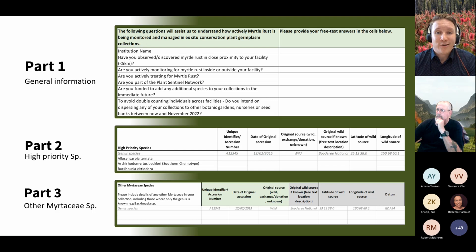But before I do, I want to say a huge thank you to the CHARBAG and Botanic Gardens, as well as the staff of all the facilities who took part in this survey and took time to give that information, because it's amazing that we have all of that, and it's great to finally share some of that information.